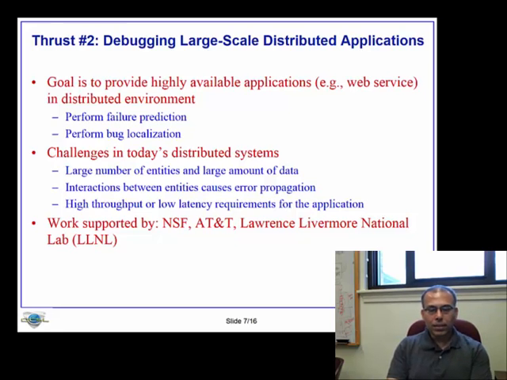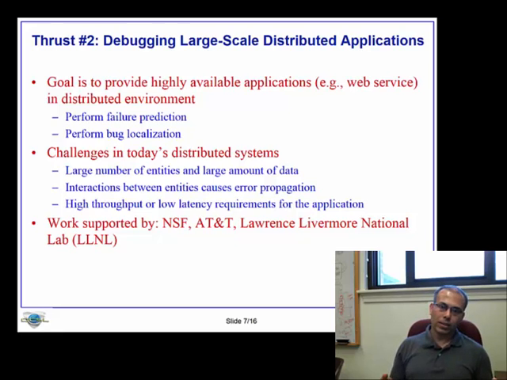The challenges that occur in developing these principles for today's distributed systems are threefold. Firstly, you have lots of different entities over which these distributed applications run, many heterogeneous machines, and they consume large amounts of data. So any technique that you come up with really has to be scalable in both of these dimensions, large number of entities and large amounts of data.